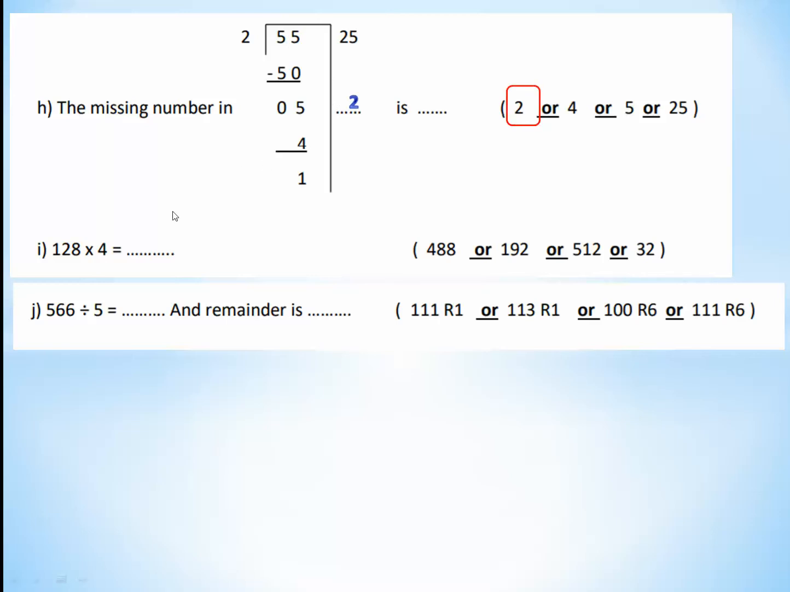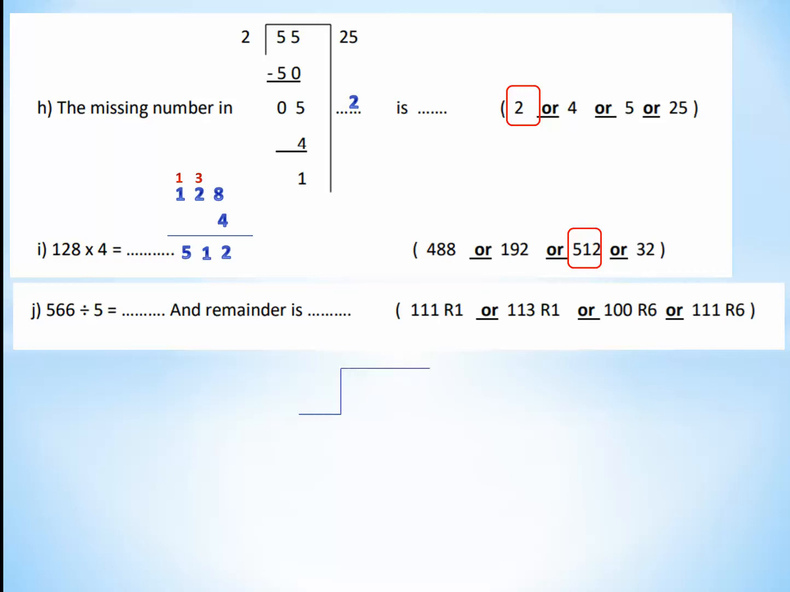128 times 4, let's multiply 128 times 4. 4 times 8 equals 32. 2 and carry up 3. 4 times 2 equals 8 plus 3 equals 11. 1 and carry up 1. 4 times 1 equals 4 plus 1 equals 5. So the answer is 512.